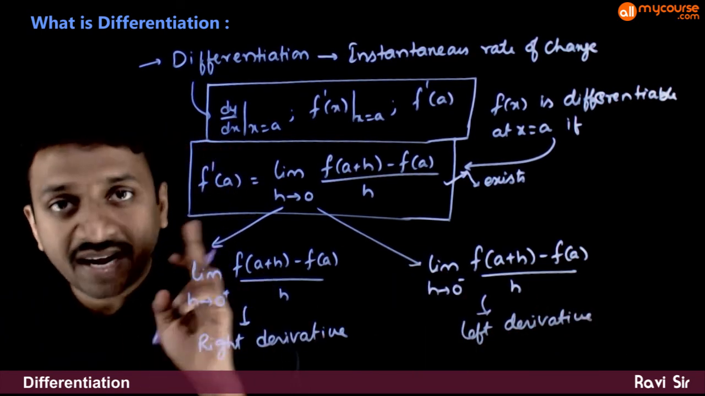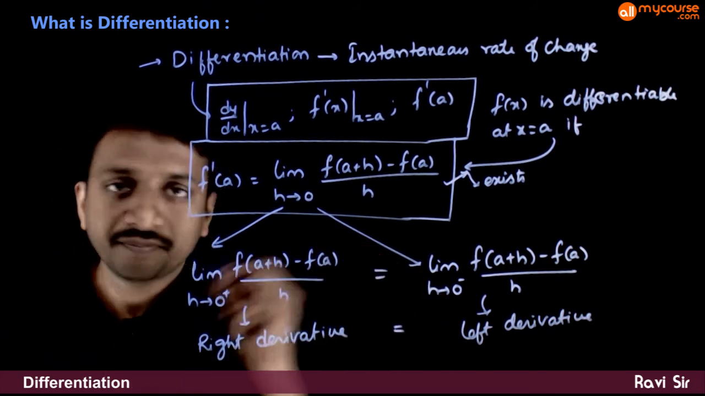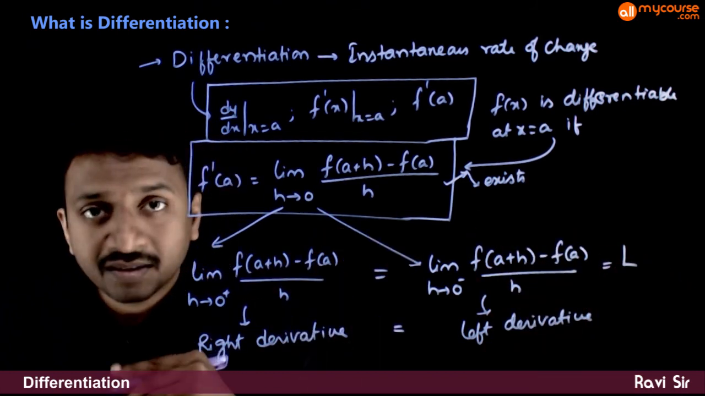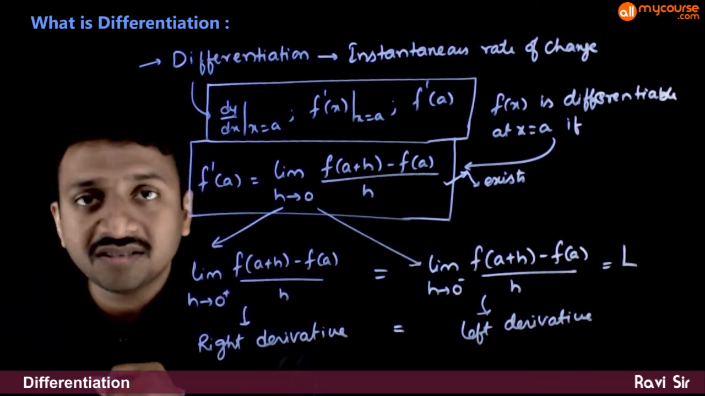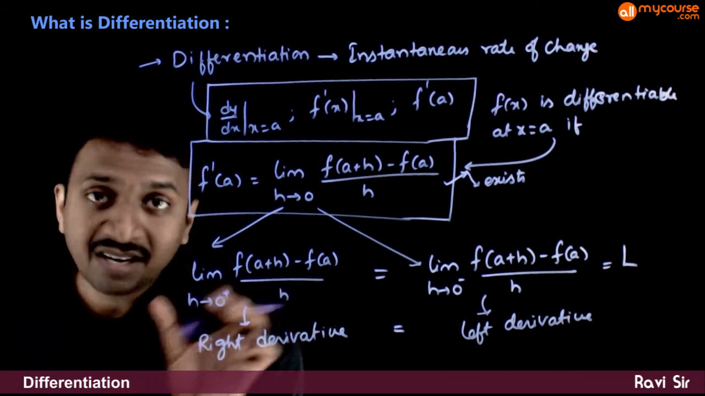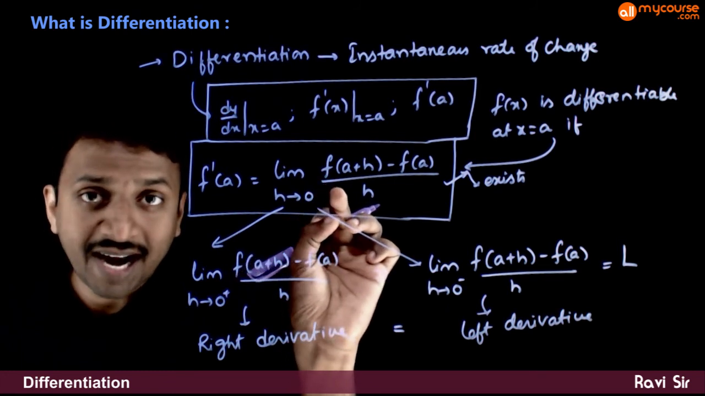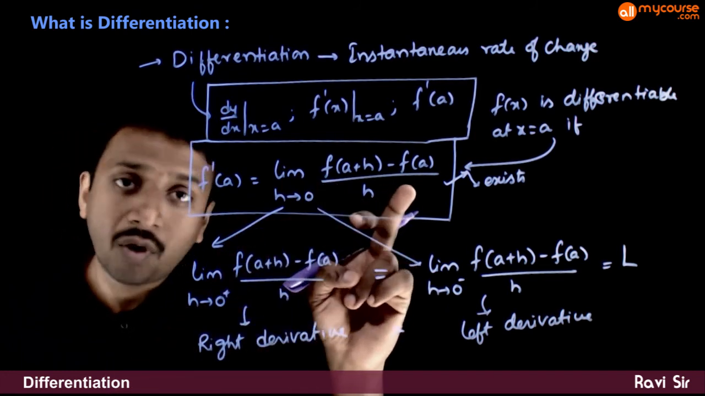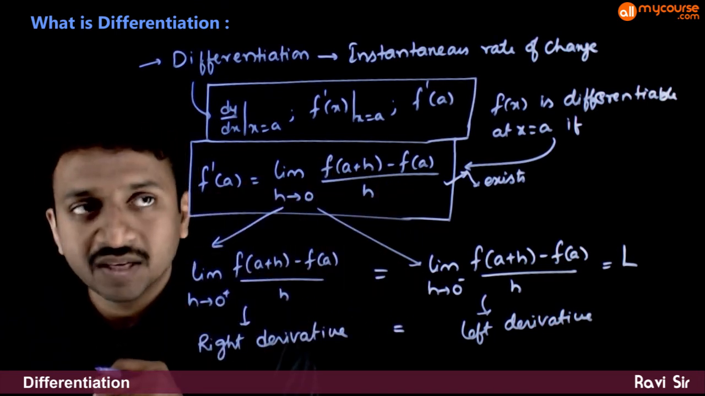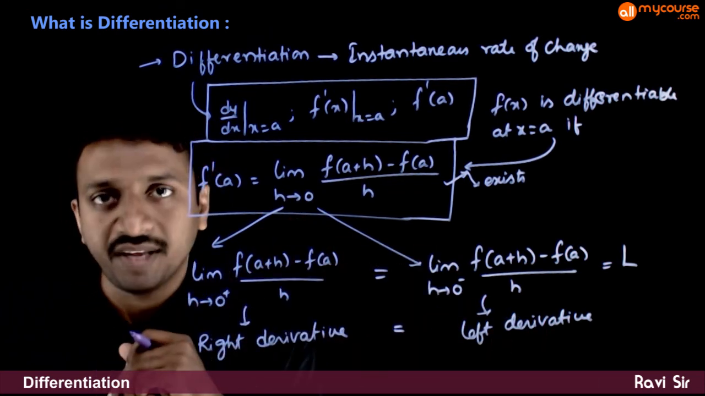So only if the right derivative as well as the left derivative are equal and equal to a finite value L, then only we say that the function is differentiable at the point A. So if you are asked to find the right differentiation, you just need to find the right hand limit of this limit. If you want the left derivative, you need to find the left limit. So right limit and left limit, so right derivative and left derivative.